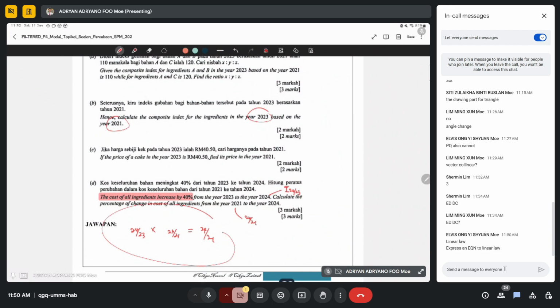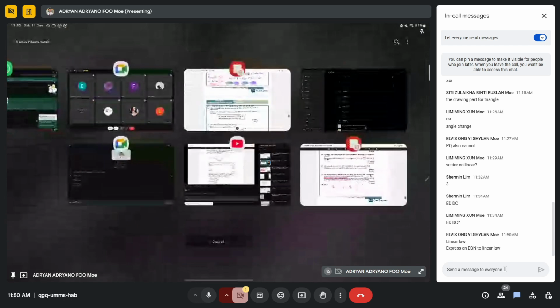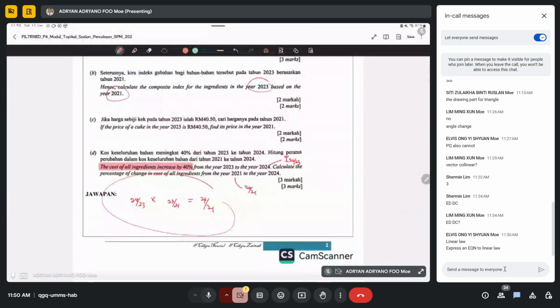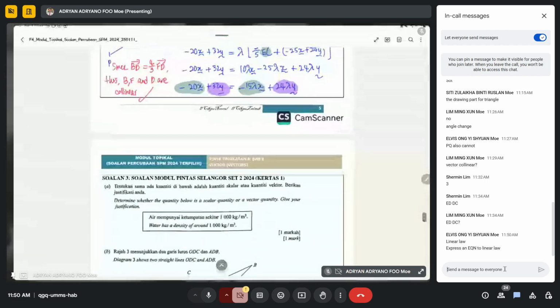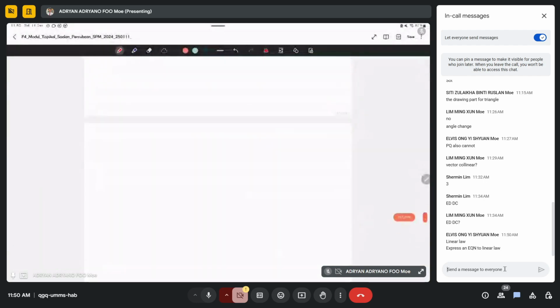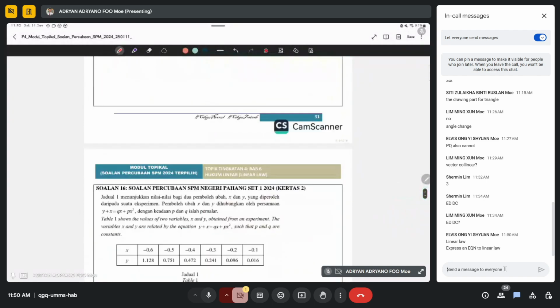Any idea? Linear law. Express an equation to linear law. Okay, let's try linear law. It's good you ask, so that you know. Linear law is very important. I hope you all can score linear law. Linear law is easy, it's not difficult. Let's try linear law question 1.